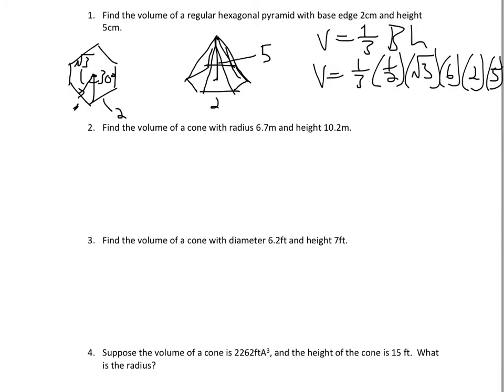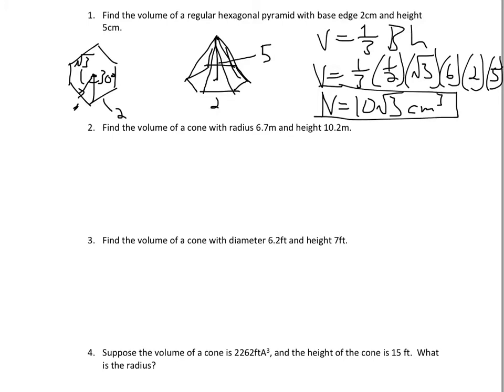We're going to multiply the 1/3 times the 1/2 times the 6 times 2 times 5. We're going to leave off the root 3, do all that together, and you're going to get 10. And so the volume is 10 root 3. Just throw the root 3 on the end. Cubic centimeters.